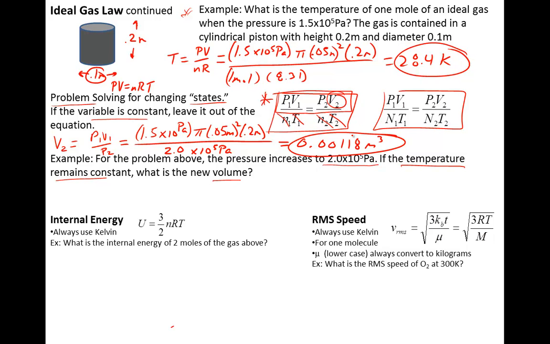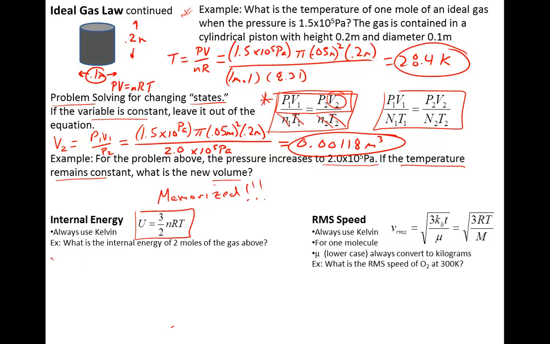Internal energy. Internal energy is solved using this equation, 3/2 nRT. So it's really important that this needs to be memorized. Make sure you memorize that equation. It says, what is the internal energy of 2 moles of the gas above?